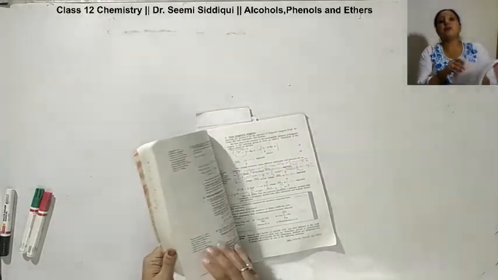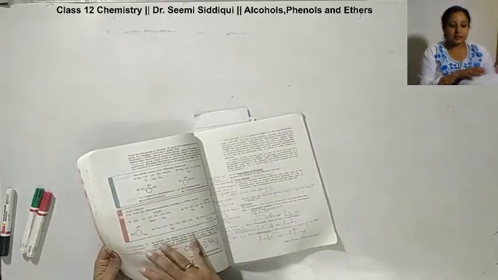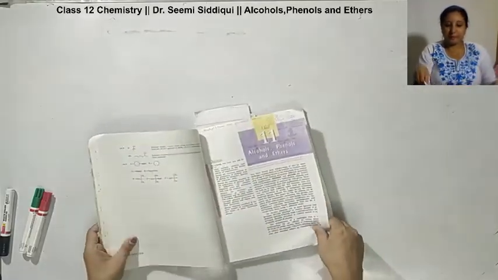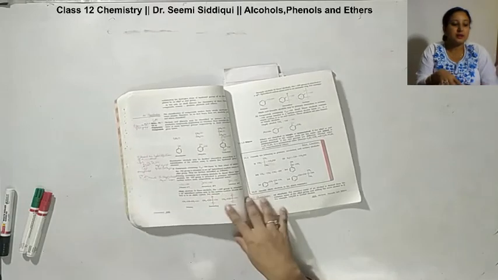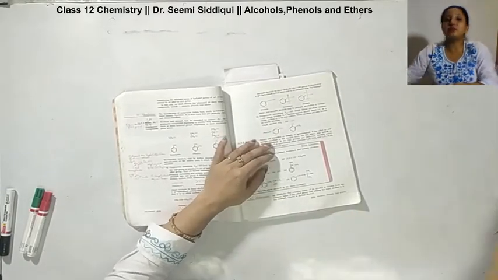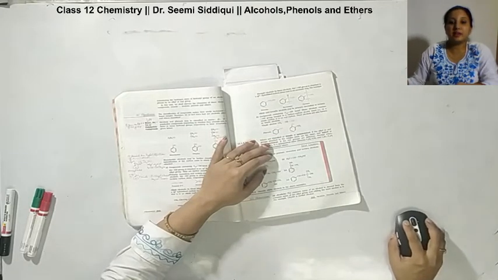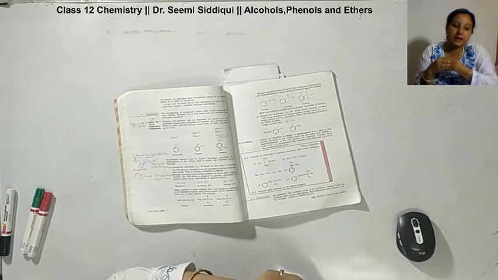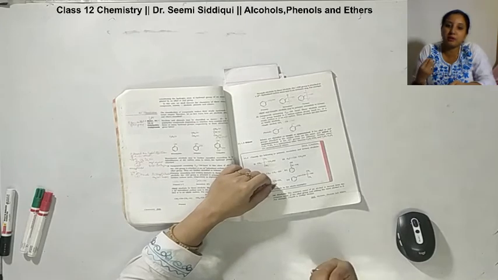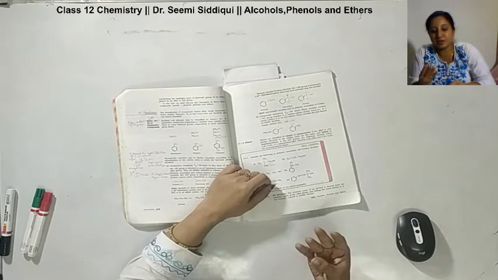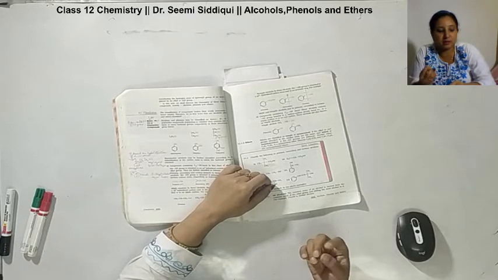Now when we talk about the alcohols, phenols and ethers, I am just going to recapitulate it. Alcohols, phenols and ethers, basically we are going to talk about their classification. Coming to the classification, it can be divided on the basis of the number of OH groups: monohydric, dihydric and trihydric forms.